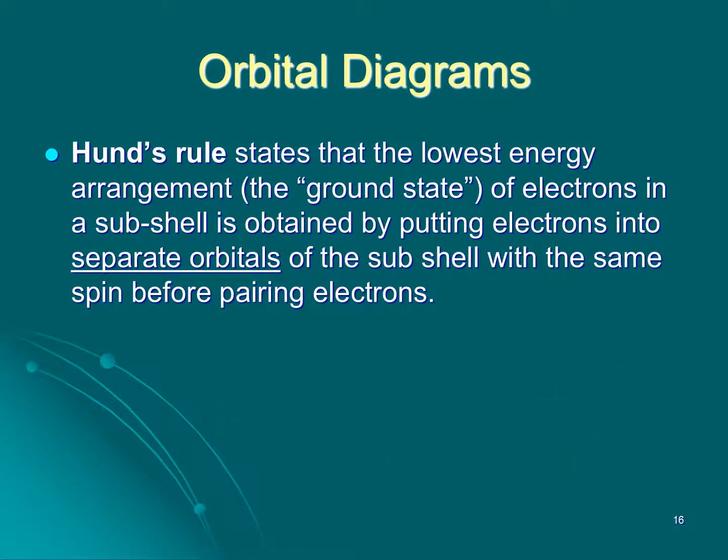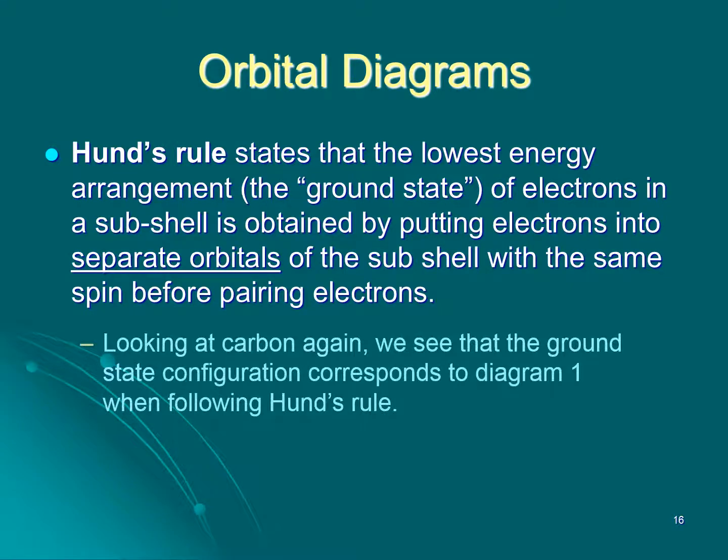What we're using is called Hund's rule, and it says that the lowest energy arrangement, or the ground state of the electrons, is gotten by putting electrons into separate orbitals within the same subshell with the same spin before pairing them. So this gives you the lowest energy possible. So looking at carbon again, the best option is this one.